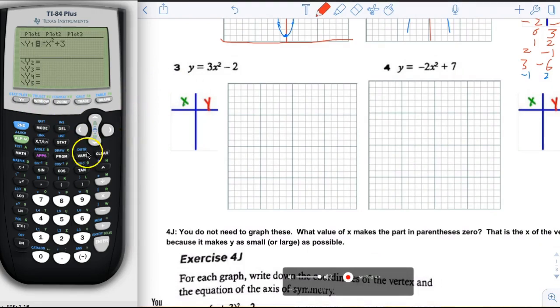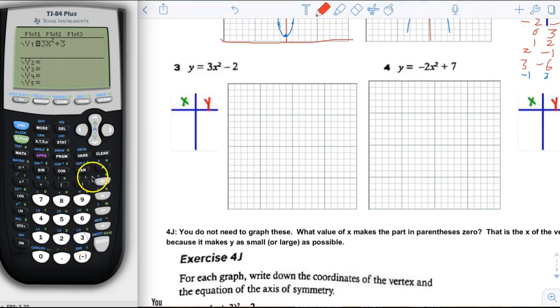So the next one I'm going to do is 3x squared minus 2. 3x squared minus 2. Let's graph that. As we suspected, it opens up because it's a positive a value, and it crosses at -2 because the c value is -2.